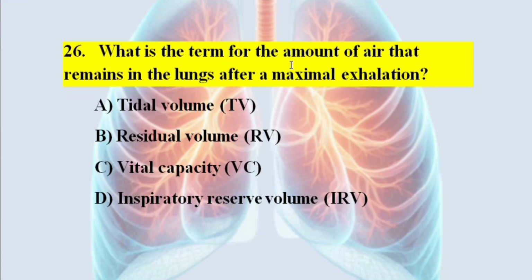What is the term for the amount of air that remains in the lungs after a maximal exhalation? Alpha, tidal volume. Beta, residual volume. Charlie, vital capacity. Delta, inspiratory reserve volume. So here the right answer is beta, residual volume.